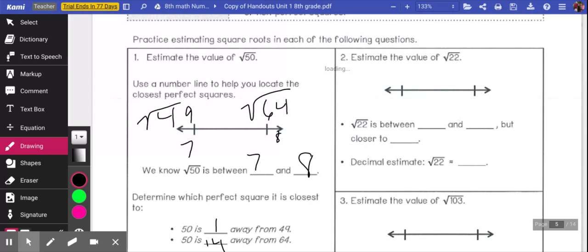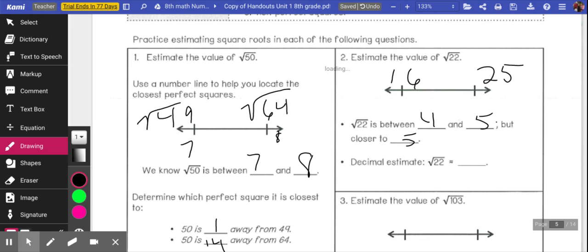So if we estimate the value of the square root of 22. I look on my paper, or I think to myself, I know that 4 times 4 is 16. And so we know it's between 4 and 5. So I know it's between 16 and 25 because those are the perfect squares. But I know that 22 is closer to 25. So it's closer to the 5.